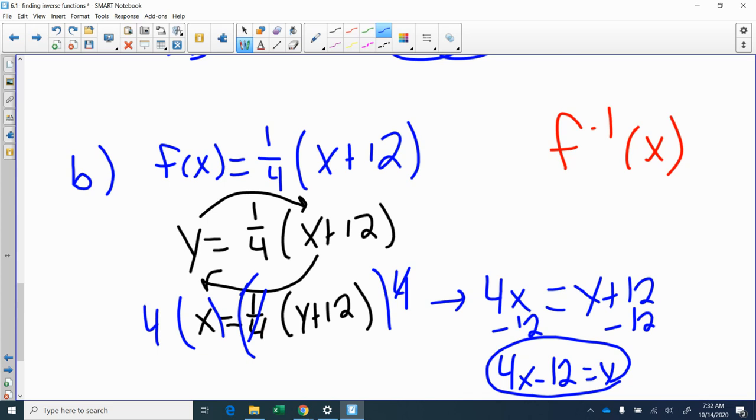Now, that's kind of the key thing for today. That's really just dealing with an inverse function, understanding how we actually come up with it. We'll go over this in class as well.